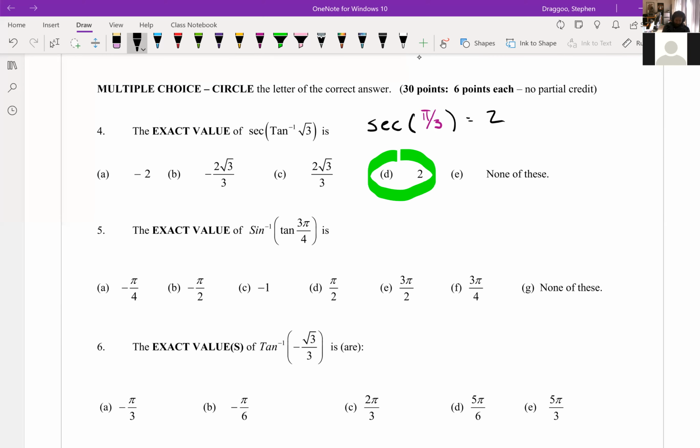We'll work that same magic on the next one down. The arc sine, or sine inverse, of the tangent of 3 pi over 4 is going to be the inverse sine of negative 1. So tangent of anything pi over 4 is going to be 1 or negative 1, since sine and cosine have the same value. And 3 pi over 4 is in the second quadrant, where tangent is negative. So tangent of 3 pi over 4 is negative 1. So then I want the arc sine of negative 1, which by definition is negative pi over 2? Hopefully that answer's on here somewhere. It is.